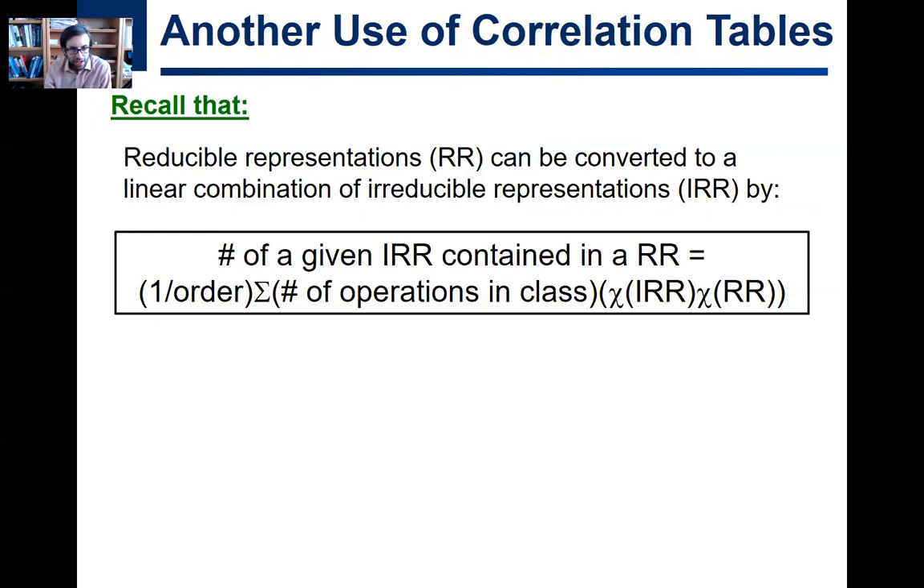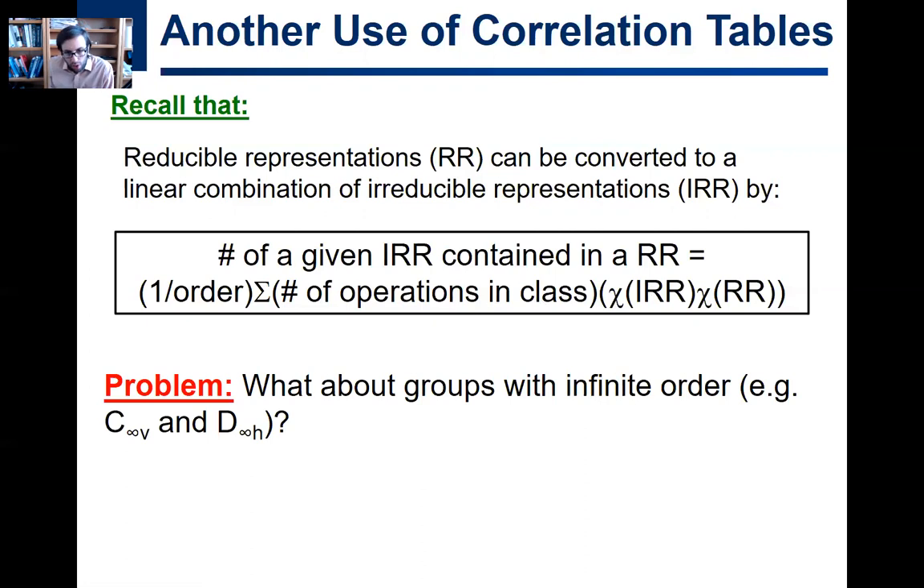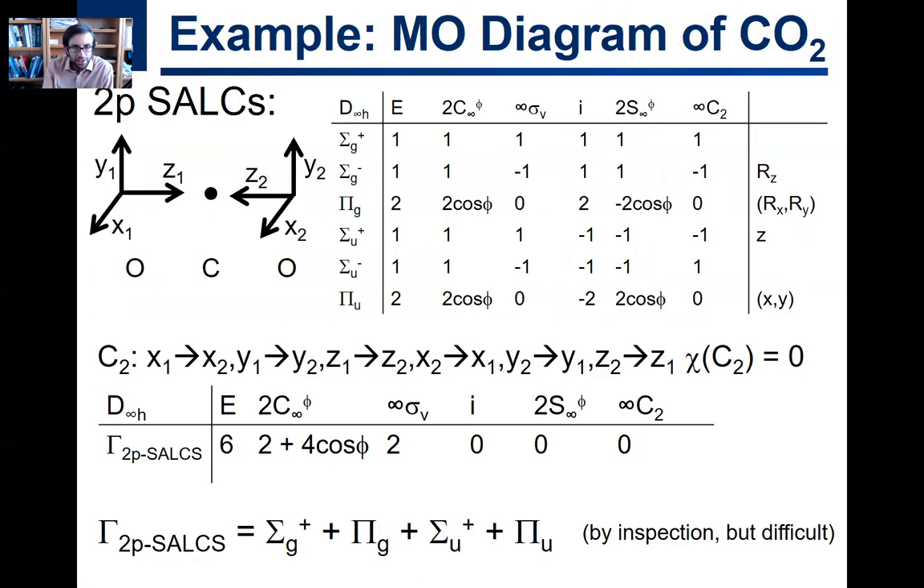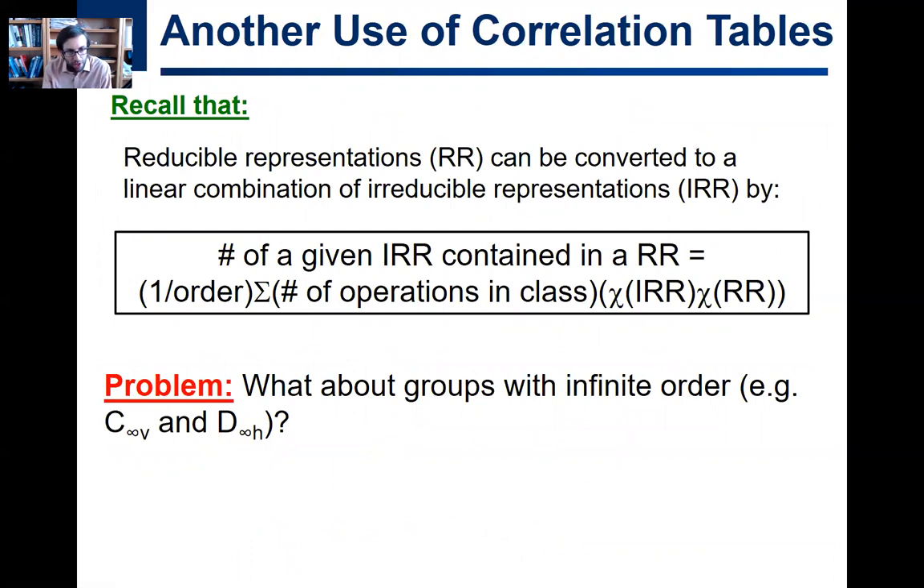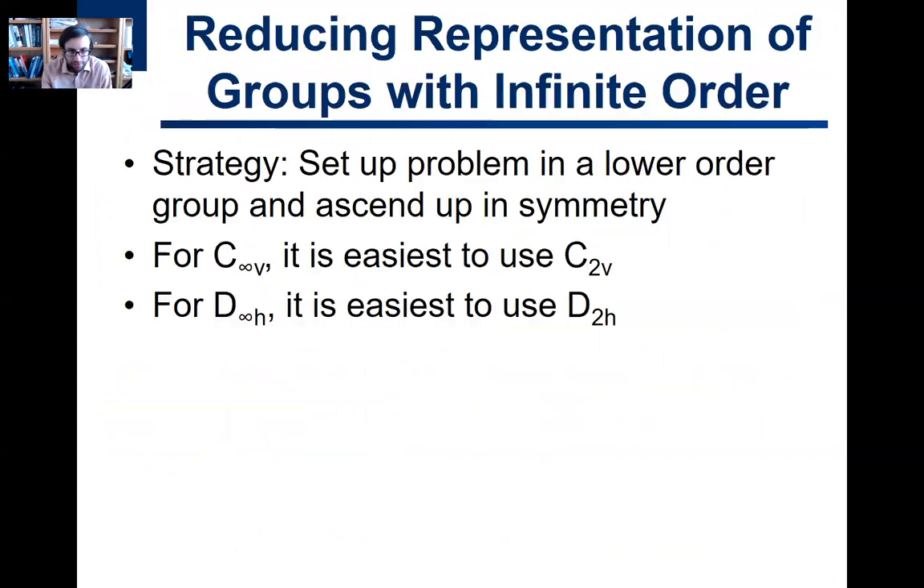We have this formula that the number of a given irreducible representation contained in a reducible representation is 1 over the order times the sum of the number of operations in the class times the character of the irreducible representation times the character of the reducible representation. That's all fine and well. The problem is, what is the order of our point group D infinity h? Well, it's 1 plus 2 plus infinity plus 1 plus 2 plus infinity. It's infinity. So this formula breaks down, and if you plug it in, you're going to get nonsense. So what do you do?